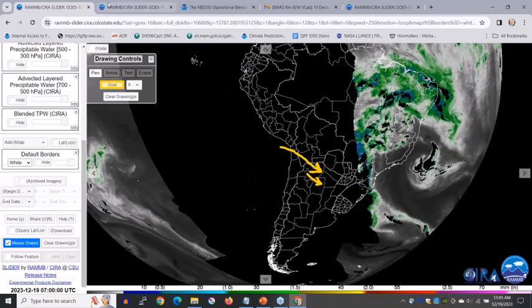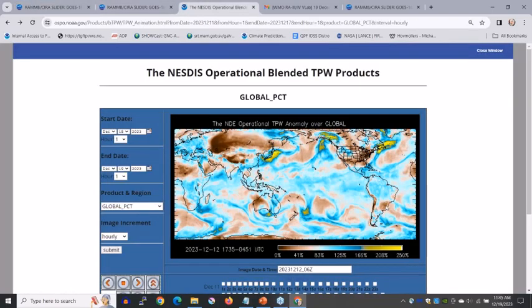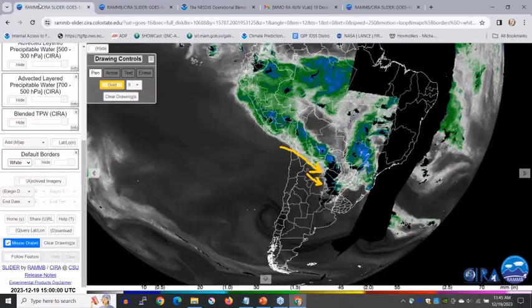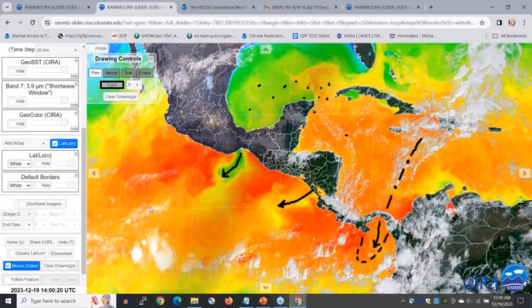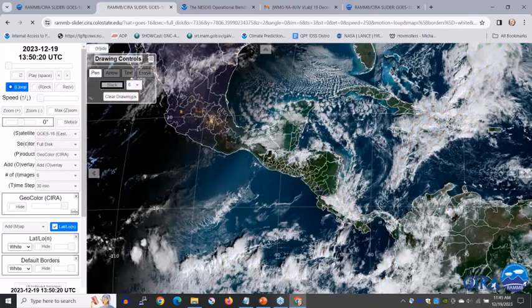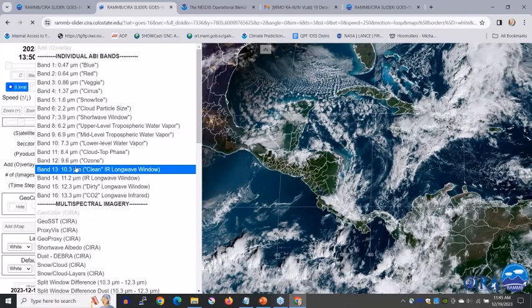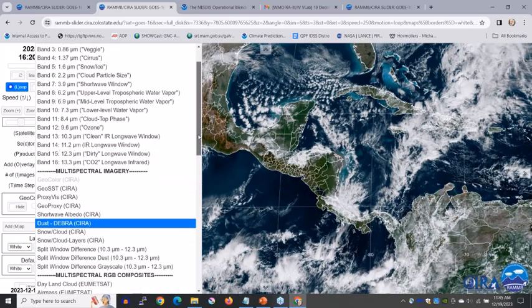So let's look at the convection. Let's look at the convection here. Okay. So what I'm going to do, I'm going to put the day Cloud Phase Distinction product just for a change.